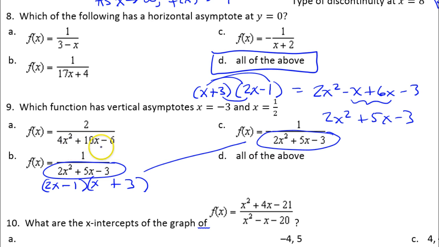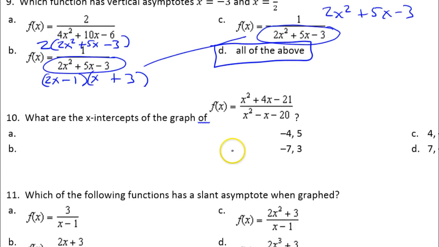And if you look at this one and you say, wait a minute, that's not the same. Well, GCF. If I pull out the 2, that's a common factor here, what's left behind? This quickly becomes 2x squared plus 5x minus 3, just like all the others. So, once again, all of the above is the answer.